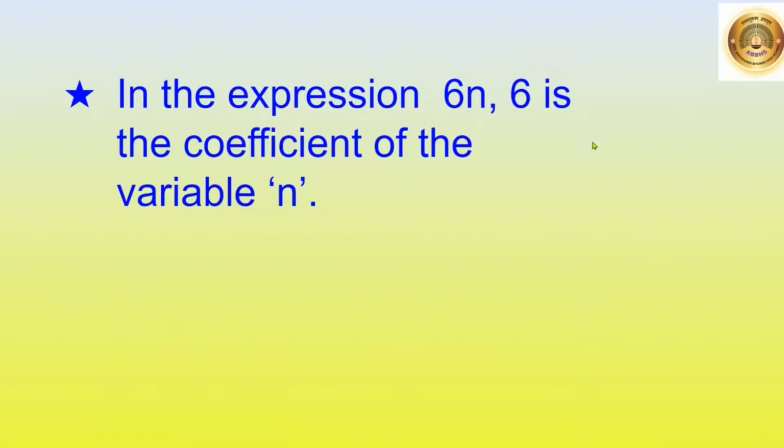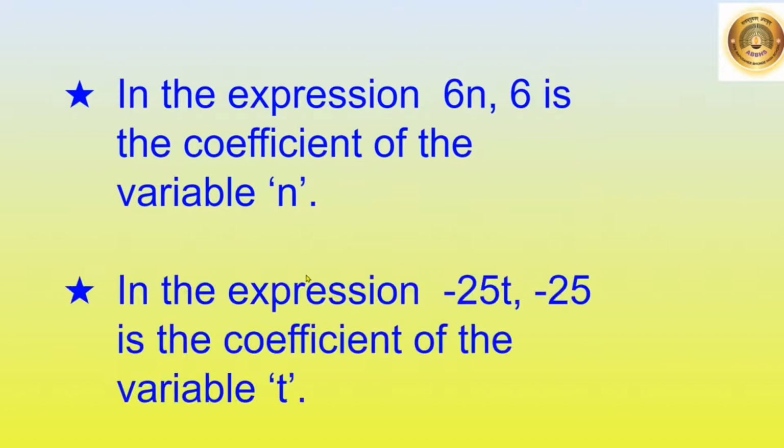Now suppose I have an expression 6n. In this expression, 6 is called the coefficient and n is called the variable. Another example, in the expression minus 25t, what is the coefficient? Yes, minus 25 is the coefficient and t is called the variable.